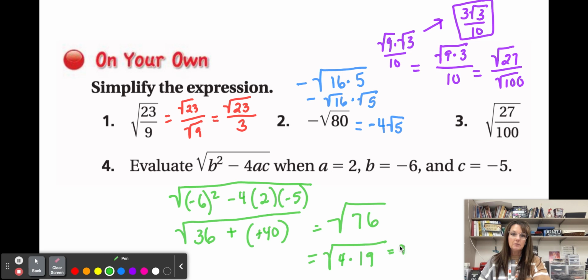So that's square root of 4 times square root of 19. So 2 square root of 19 becomes our simplified form by breaking it down. 19 has no perfect square factors. That's how we know we're done. Okay? If you need to pause the video, you can.